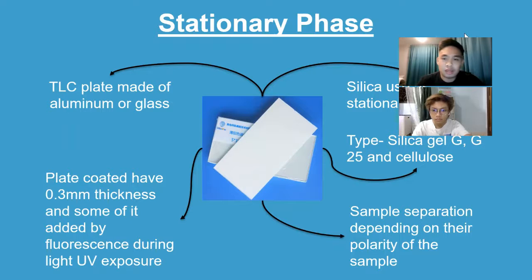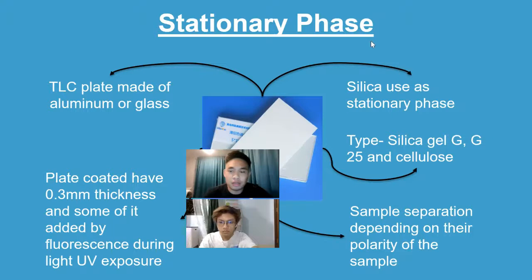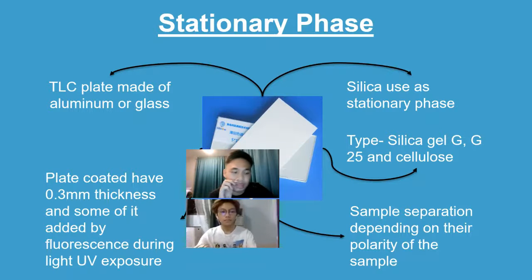Okay, so next, the TLC plate usually has silica as the stationary phase, and the types of it are silica gel G, G25, and cellulose. And then the sample separation depends on the polarity of the sample. This is the place where the separation of the mixture occurs, according to the polarity of the sample.